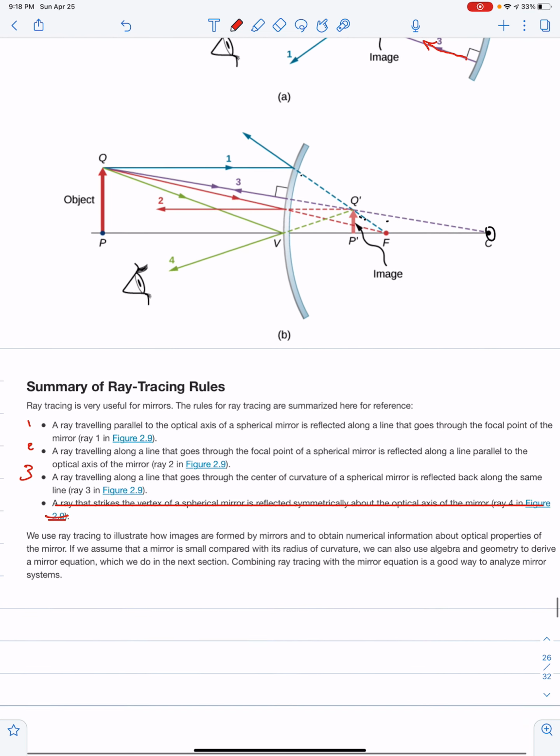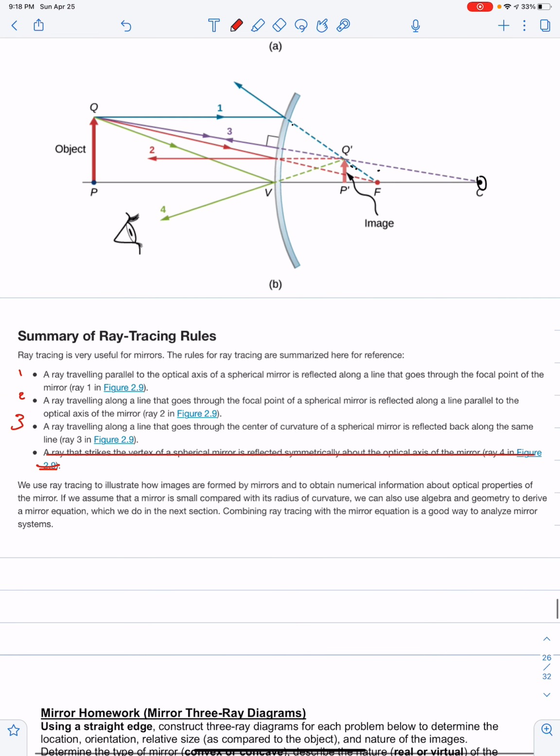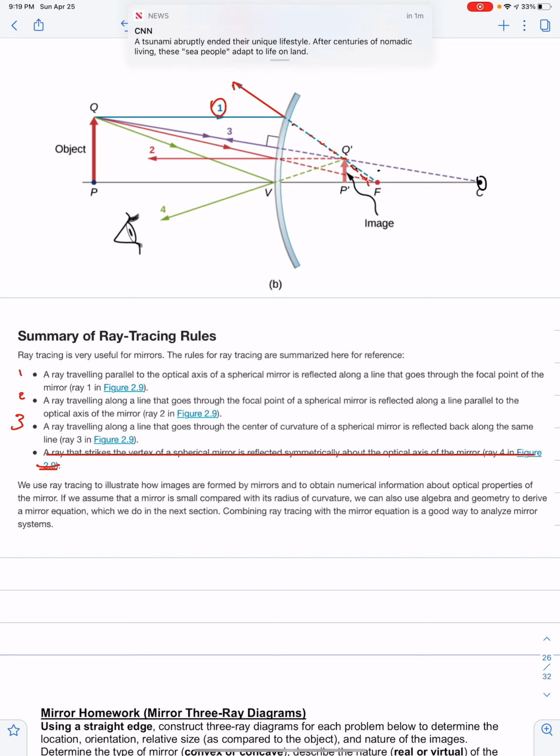Now for this one, it's a little bit more difficult because we're dealing now with imaginary lines. But bear with me. Let's go first for the first line. It goes parallel to the optical axis and then goes through the focal point. But because it is a mirror, you actually have to go to the focal point with imaginary lines, virtual lines, like it's doing right here. And the real light ray is actually bounced like this.